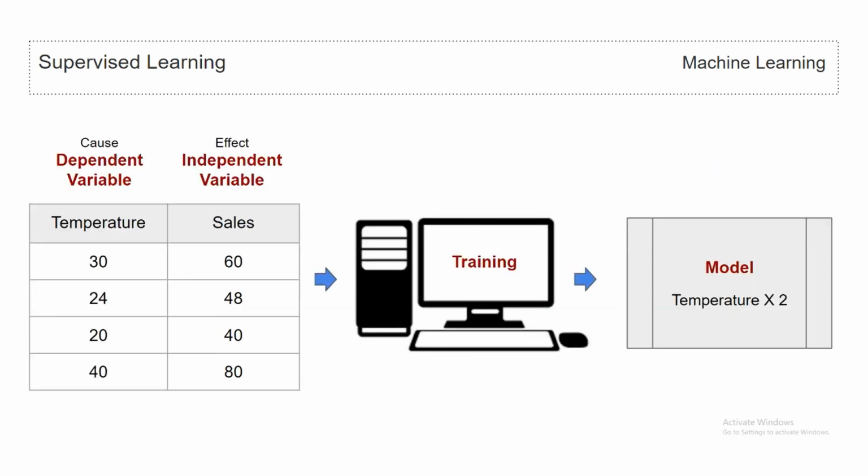So over here, just know that this is the independent variable and this is the dependent variable. It was flipped because the sales is always dependent on the temperature.